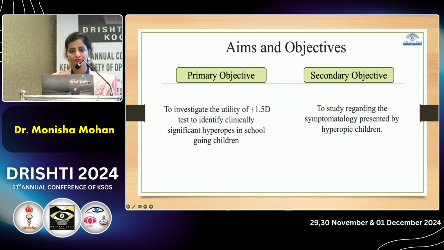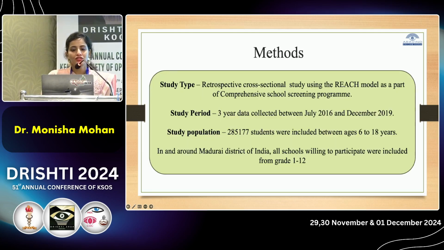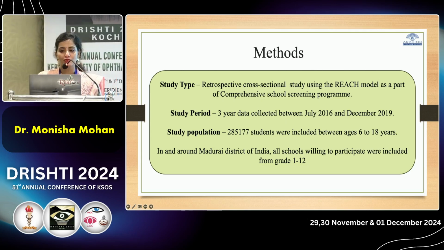the test and the amount of hyperopia that actually requires spectacle prescription. So our primary objective was to investigate the utility of plus 1.5 diopter test to identify clinically significant hyperopes in school-going children. The secondary objective was to study the symptomatology presented by these hyperopic children. It was a retrospective cross-sectional study using the REACH model as a part of a comprehensive school screening program. It was 3-year data collected between July 2016 and 2019, and we had a population of 2,85,177 students between the age group of 6 to 18 years, in and around Madurai district of India. All the schools willing to participate were included, from grade 1 to 12.